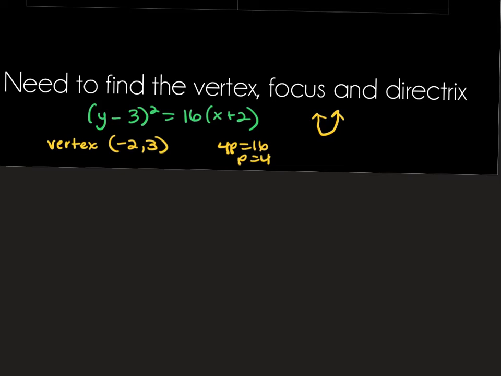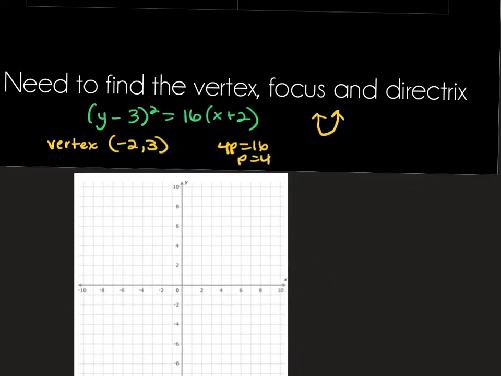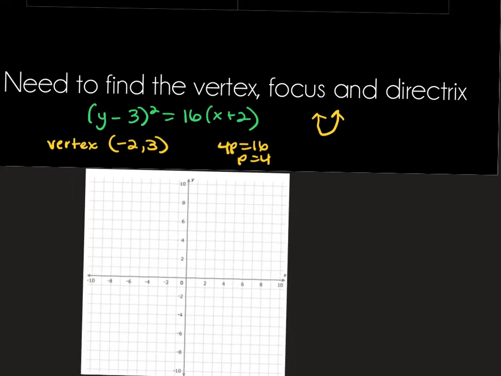So if I were to graph this question, I would do negative 2, 3. There's my vertex. And we said this is counting up. So here's my vertex. My parabola is going to point up like that. My focus is 4 units up. 1, 2, 3, 4. Here's my focus, which is negative 2, 7. My directrix is 1, 2, 3, 4 down, which would be y equals negative 1.